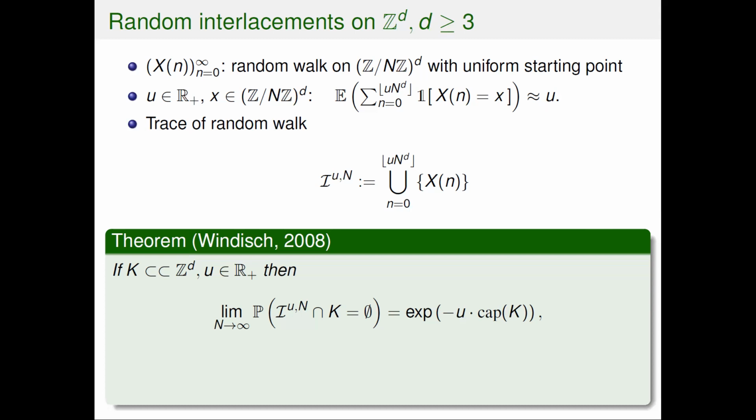So I made that a way to make this random set homogeneous. The bigger the capacity, the smaller this probability. And if you look at this parameter u, if you make the parameter u bigger, that means you run the random walk a bit longer. That also decreases the probability that this random subset avoids the set K.